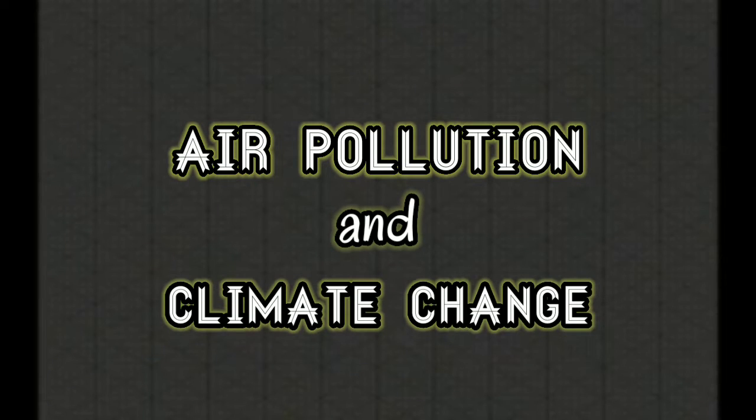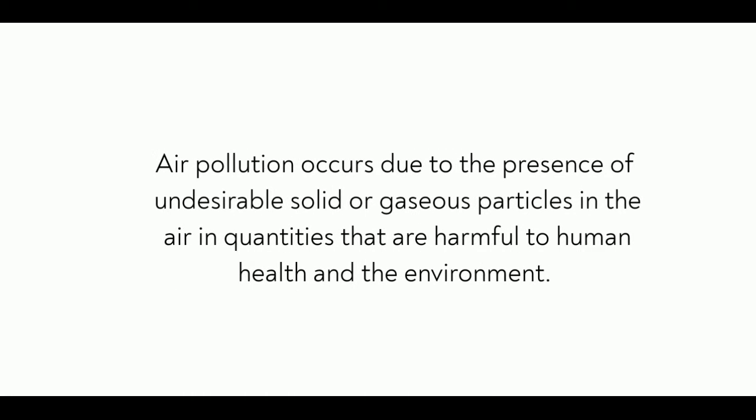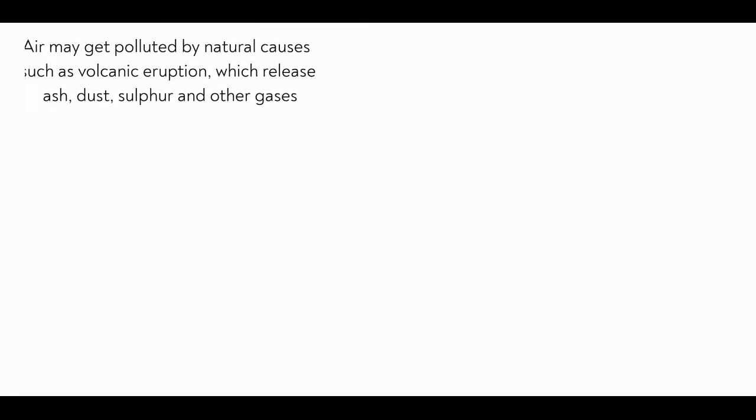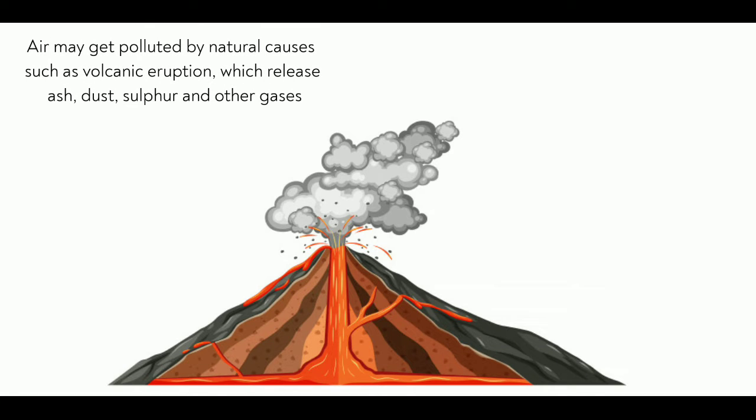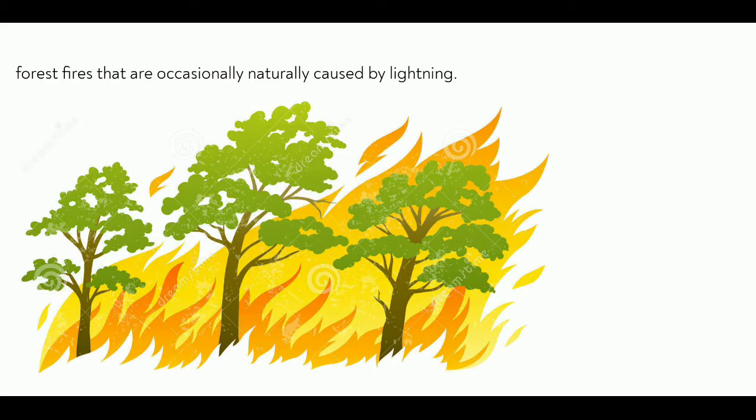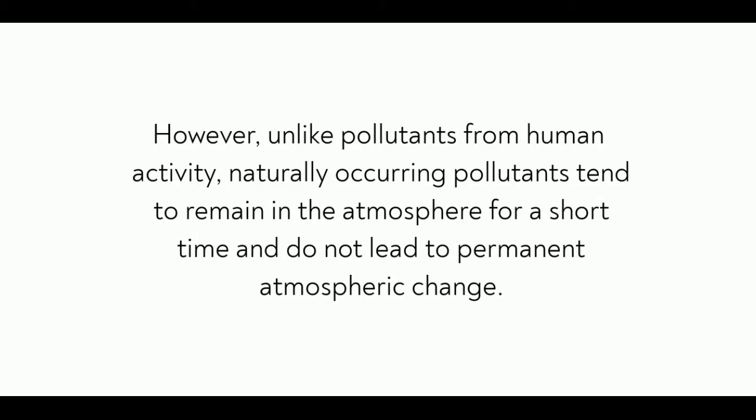Pollution and climate change. Air pollution occurs due to the presence of undesirable solid or gaseous particles in the air in quantities that are harmful to human health and to the environment. Air may get polluted by natural causes such as volcanic eruption, which release ash, dust, sulfur, and other gases, or by forest fires that are occasionally naturally caused by lightning. However, unlike pollutants from human activity, naturally occurring pollutants tend to remain in the atmosphere for a short time and do not lead to permanent atmospheric change.